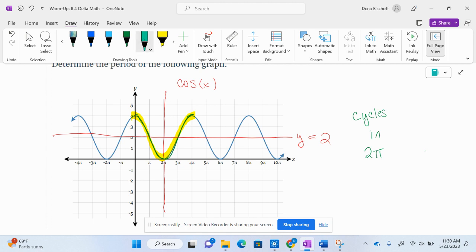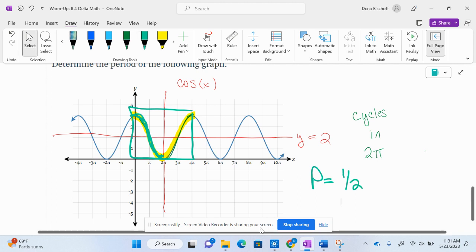So determine the period of this. How much of the graph takes place in 2 pi? How much of the graph is getting accomplished in 2 pi? And when I say how much of the graph, I'm talking about how much of the cycle. How much of the cycle is getting completed in 2 pi? Half. So the period for this is 1/2.